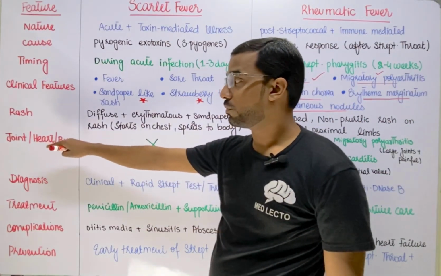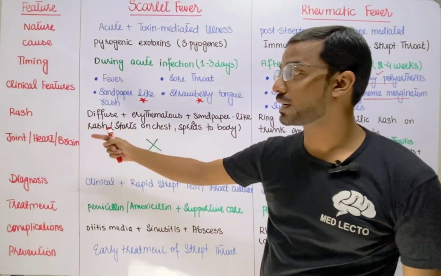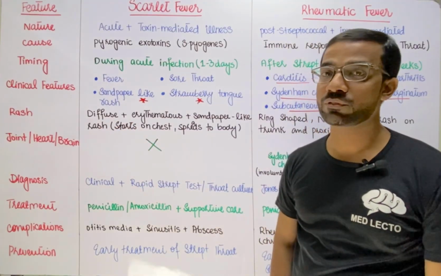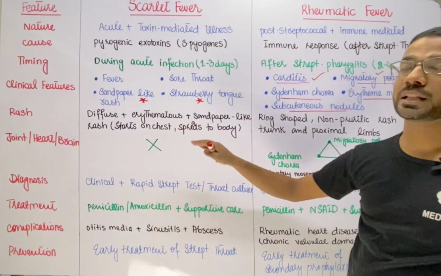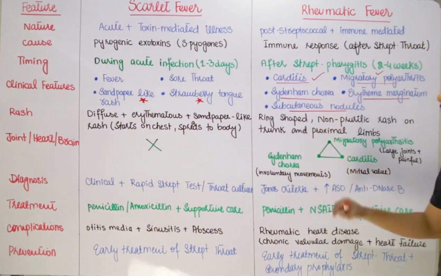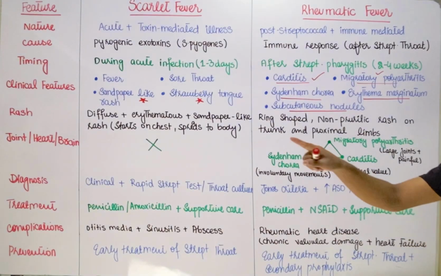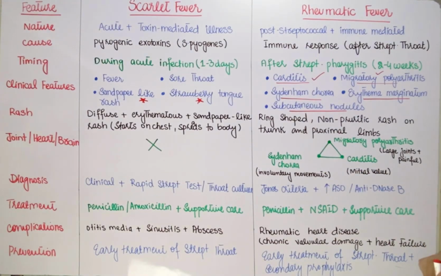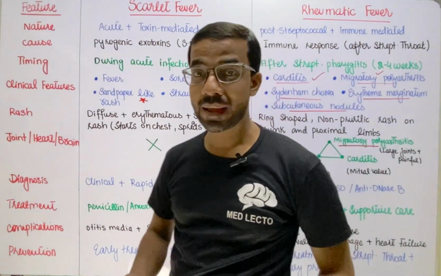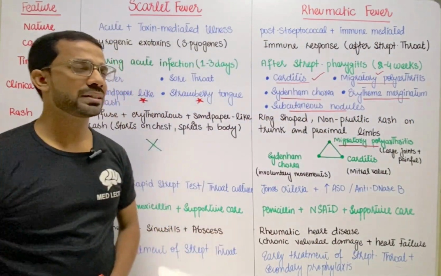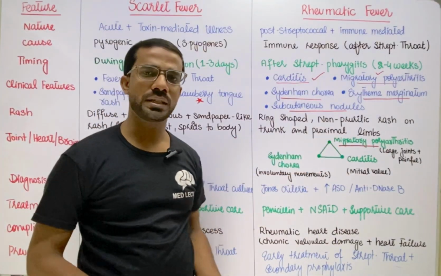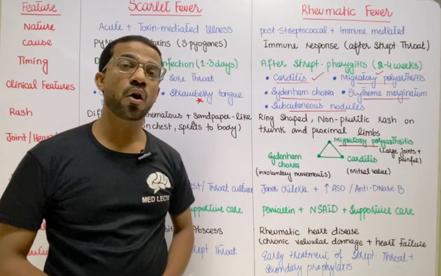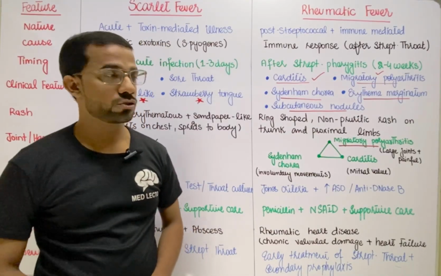Will the joints, heart, and brain be involved in scarlet fever? The answer is no. There will be no involvement of the joints, heart, and brain in scarlet fever. But in rheumatic fever, you will see this involvement. If the joints are involved, you will see migratory polyarthritis, meaning the pain moves from one joint to another, multiple joints are involved, mainly large joints, and it is painful, but there are no destructive effects on the joints.